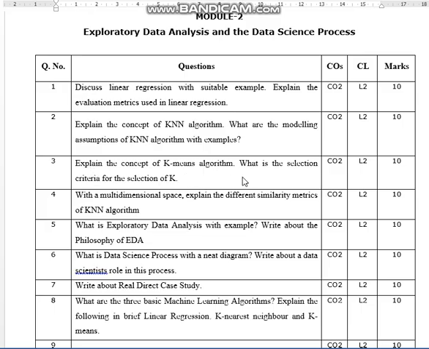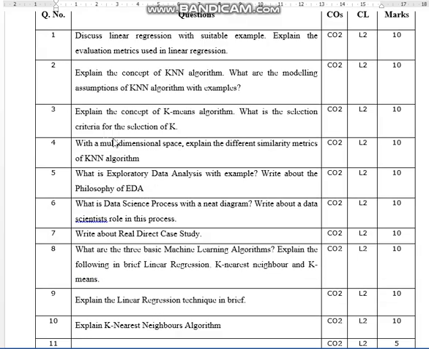Explain the concept of K-means algorithm. What is the selection criteria for selection of K? And in a multidimensional space, explain the different similarity metrics of KNN algorithm. So for all this I have made the videos, you can refer to that. That is the AML. What is exploratory data analysis with example?